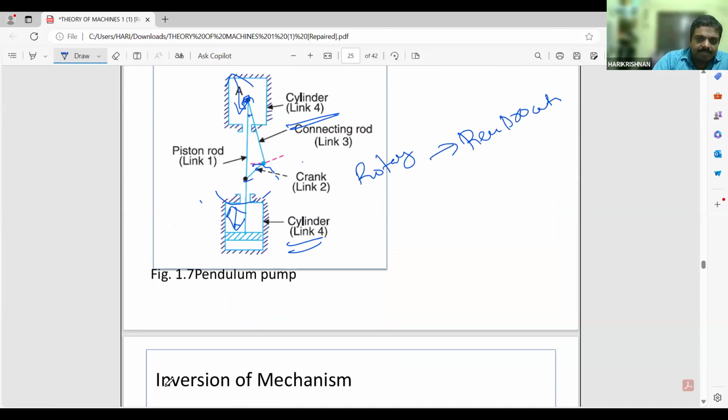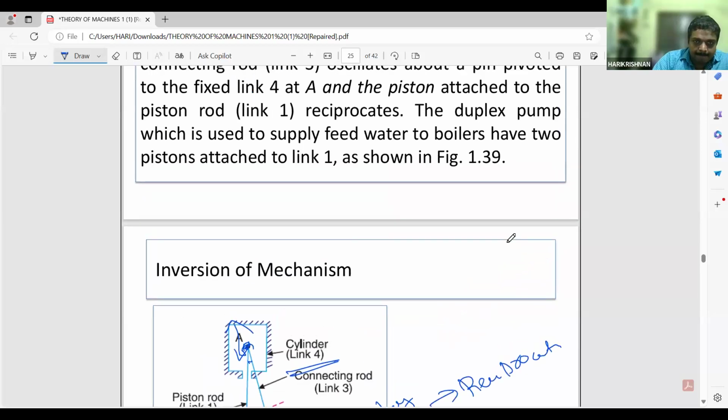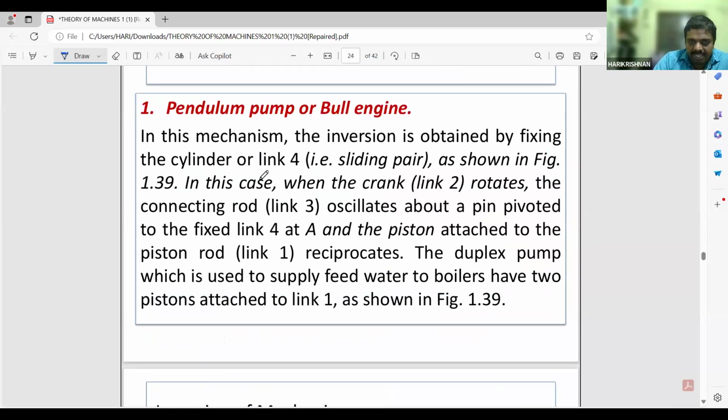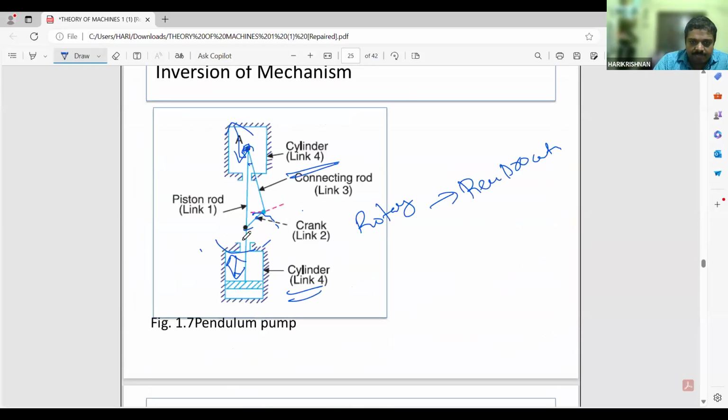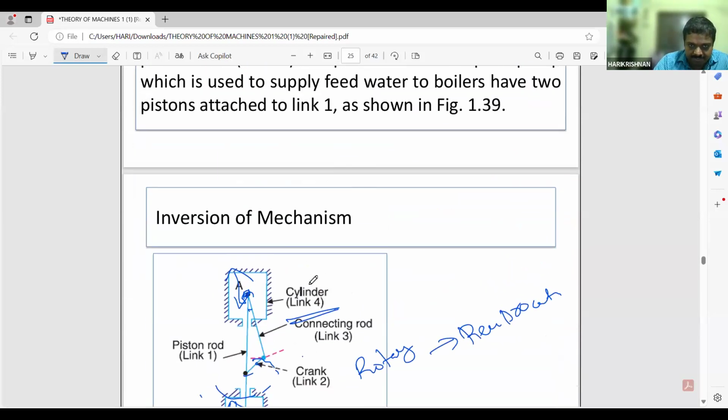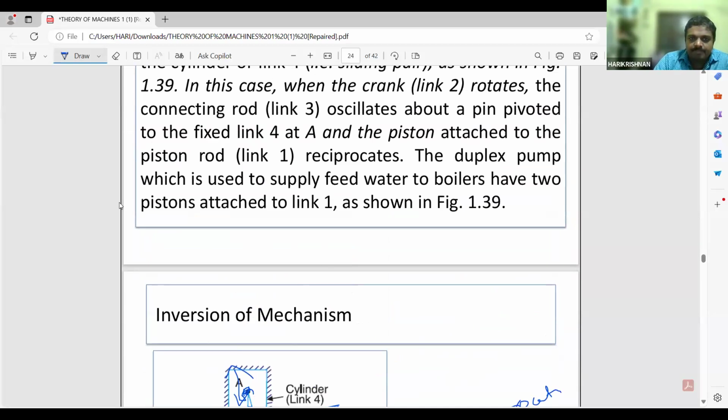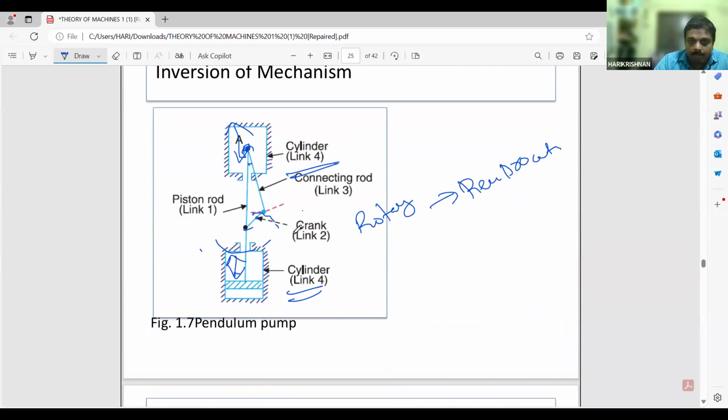This is known as the pendulum pump. In this mechanism, the inversion is obtained by fixing the cylinder. When the crank 2 rotates, the connecting rod oscillates about the pin pivoted to the link 4 at A, and the piston attached to the piston rod reciprocates. The duplex pump, which is used to supply feed water to the boilers, has 2 pistons attached to link 1. So an example is the duplex pump.